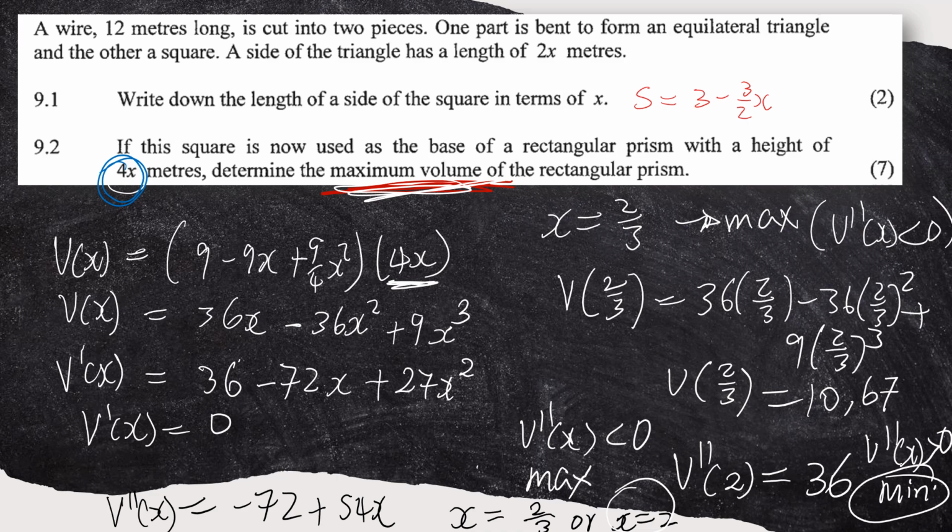So the maximum volume will be 10.67 cubic meters. You can even prove it with 2: when you substitute 2 here, you'll get a very low volume, not one greater than 10.67. So that is our answer. What is the maximum volume? 10.67 cubic meters.